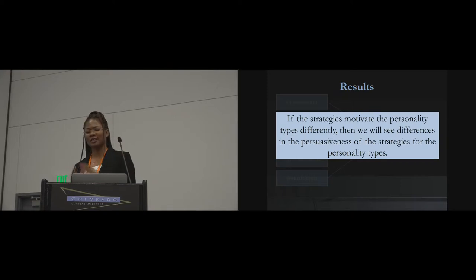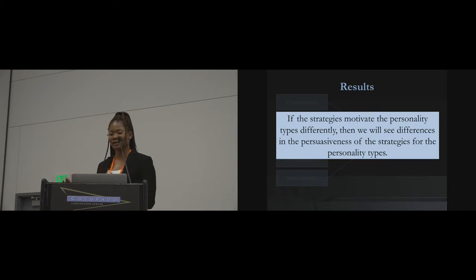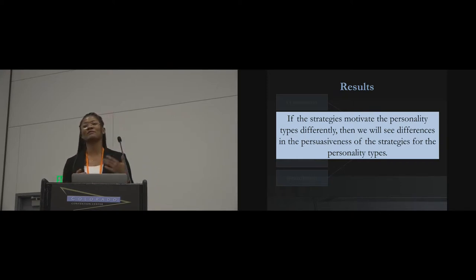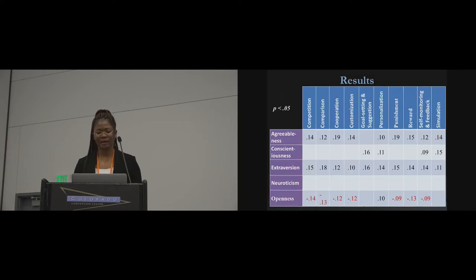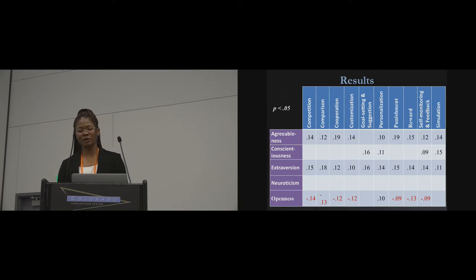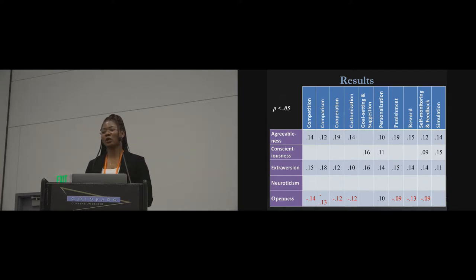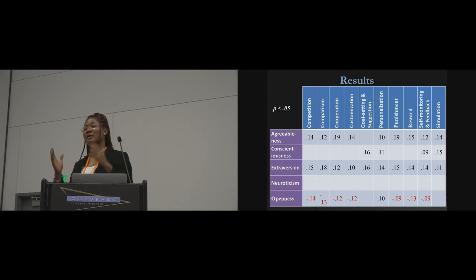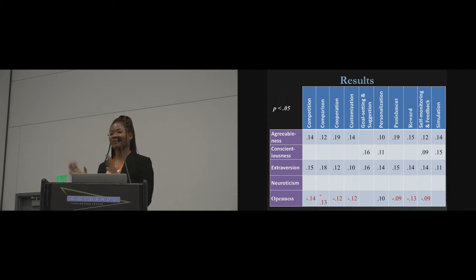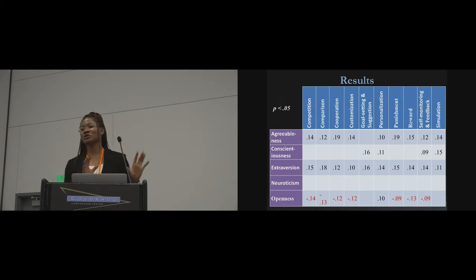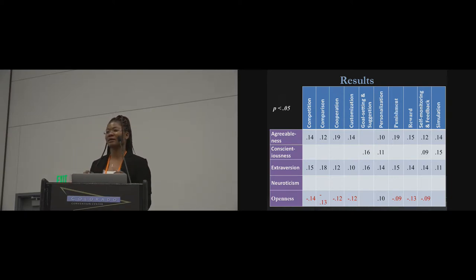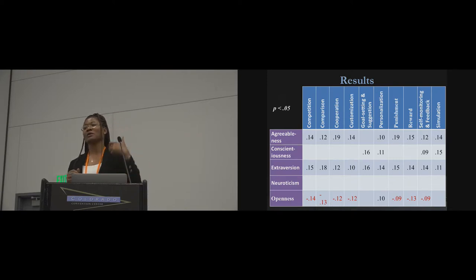So if the strategies motivate the personality types differently, then we will see differences in the persuasiveness of the strategies for each of the personality types. And this is the result from the modeling. Let me explain what the results mean. The columns represent the persuasive strategies that we have seen, and the rows show the model result for each of the personality types separately. The numbers in the cell represent standardized beta coefficient.